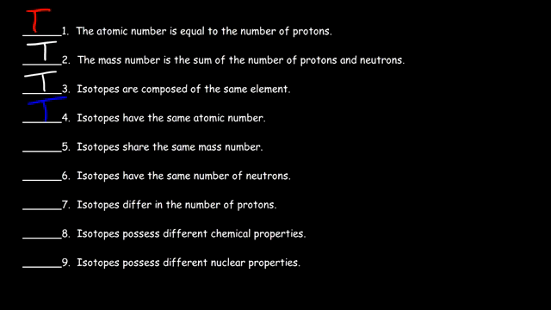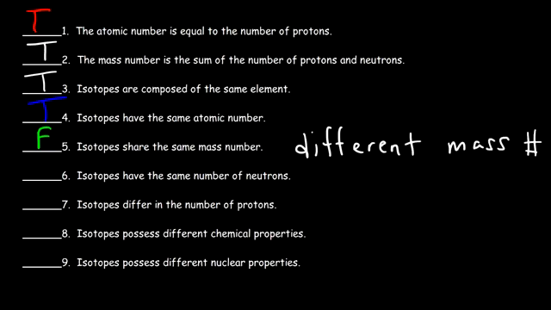Isotopes share the same mass number. That is a false statement. Isotopes have different mass numbers. Now what about number 6? Isotopes have the same number of neutrons. Is that true or false? This is a false statement. If the mass number is different, then the number of neutrons will be different as well.